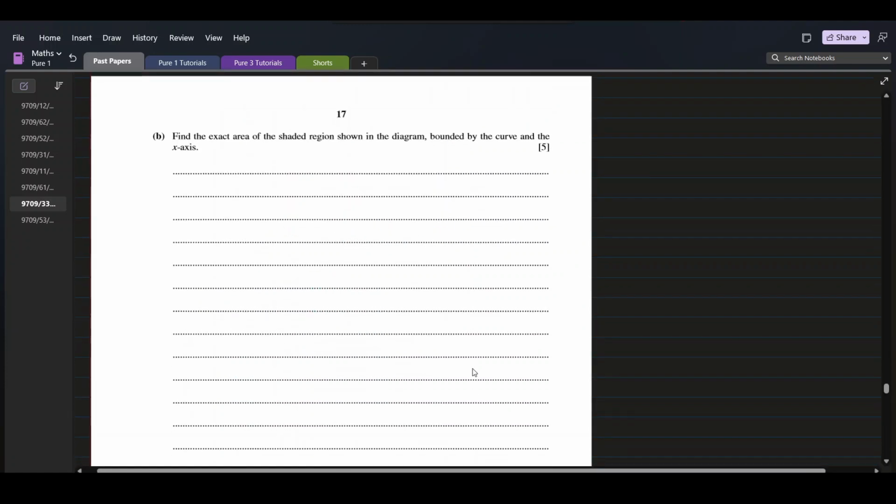Part B. Find the exact area of the shaded region shown in the diagram bounded by the curve and the x-axis.